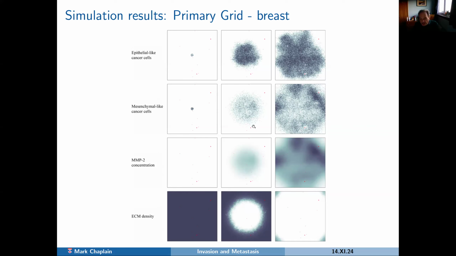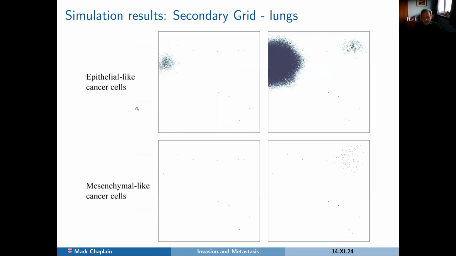And the mesenchymal cells, you can see they've managed to spread to a greater extent. And then at later times, you can see more of the mesenchymal cells are at the outer edges of the domain, and the epithelial cells are sort of inside the mesenchymal cell envelope, if you like. And at this stage here, we've interacted with a number of blood vessels in the domain, and so there's a probability that these cells will have then been transferred to the secondary grids. And that's exactly what we can now look at.